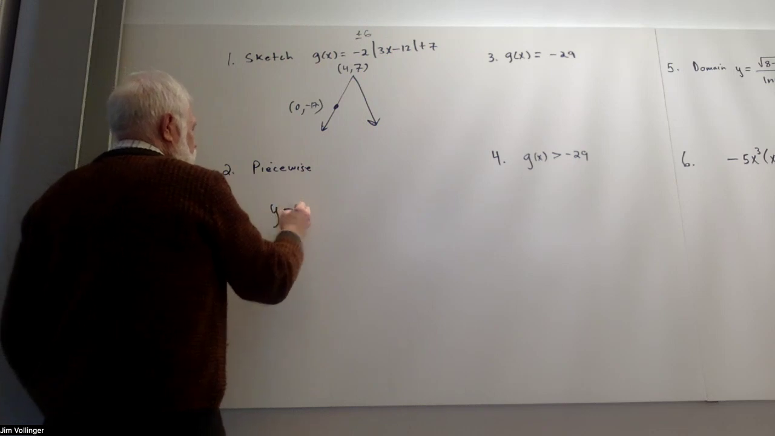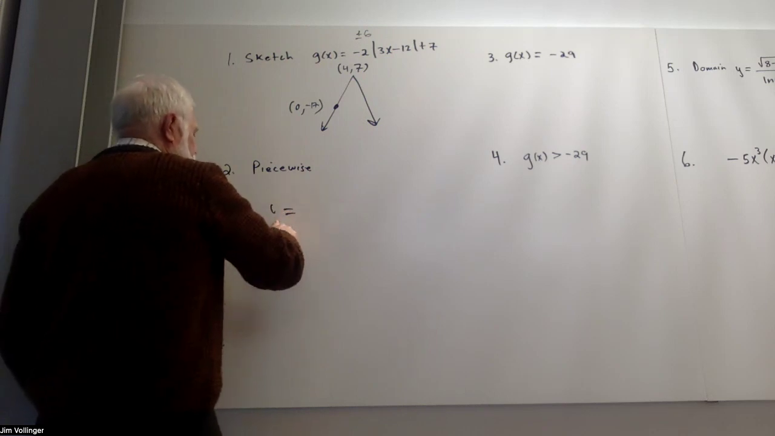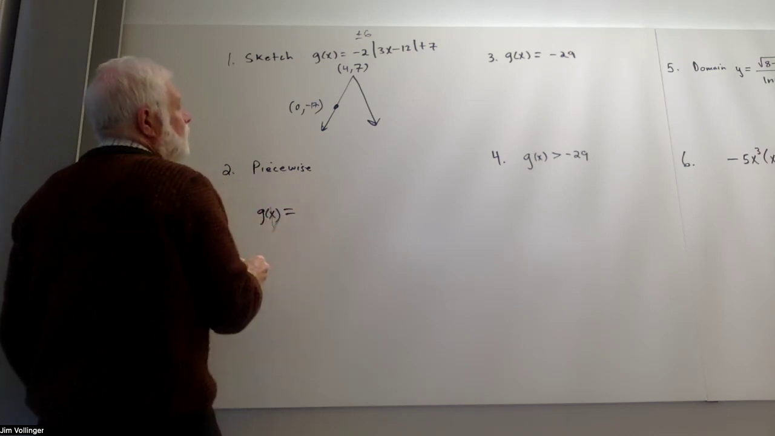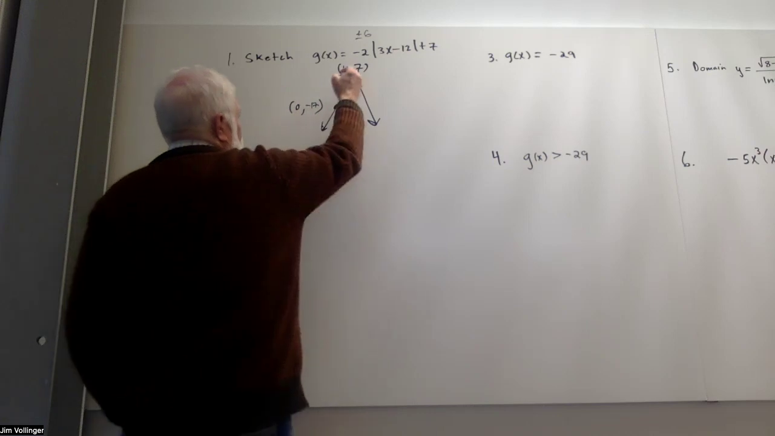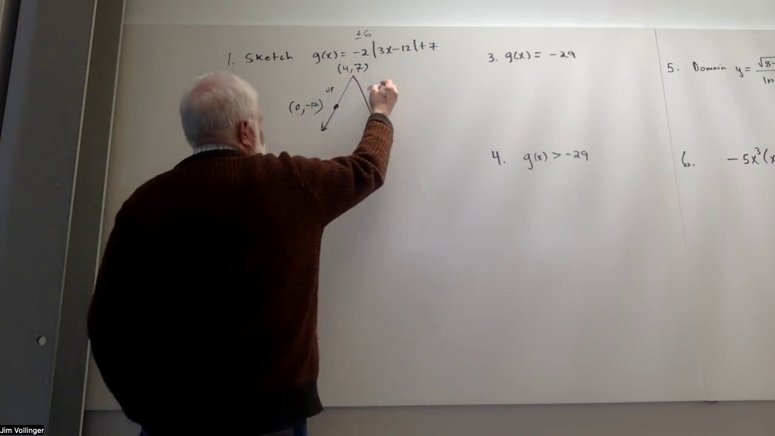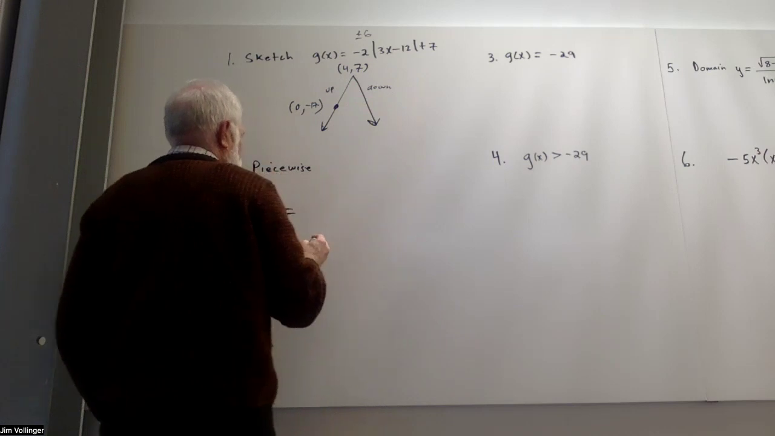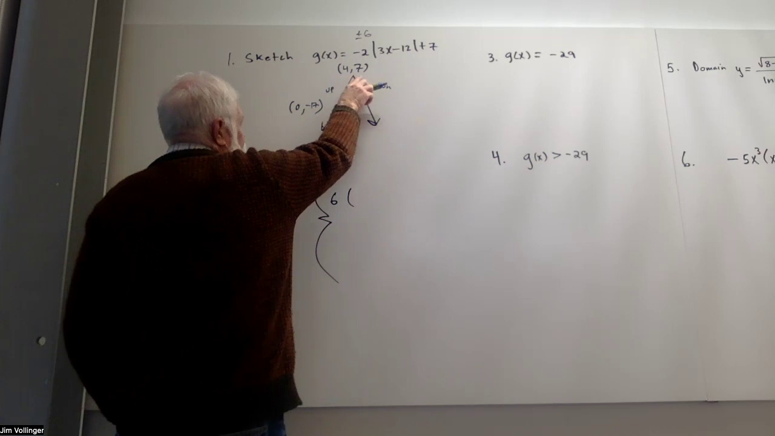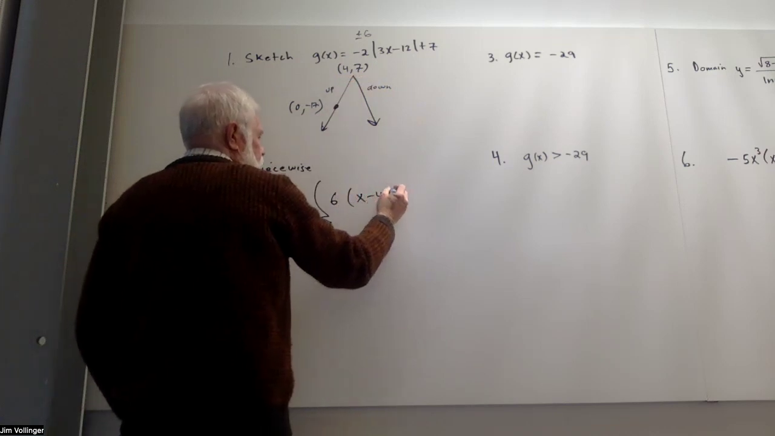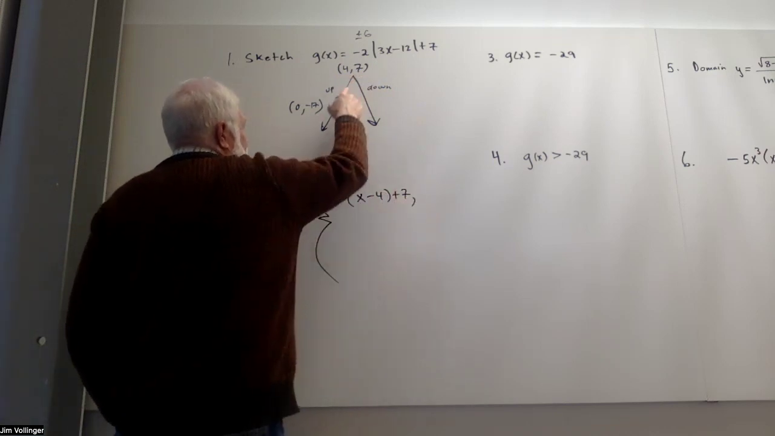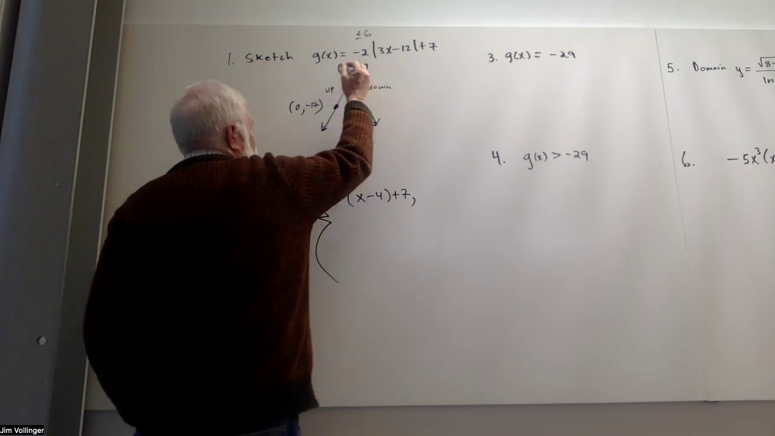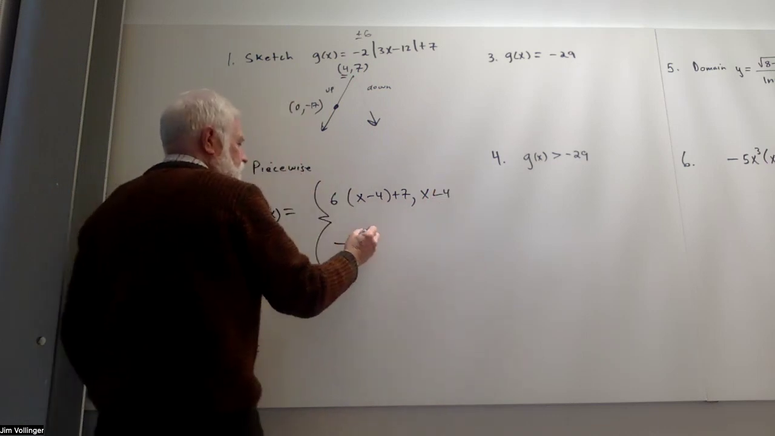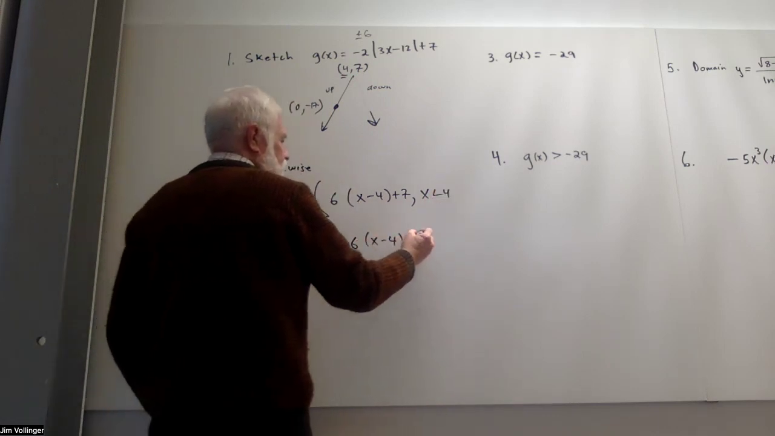Piecewise, get Alfred Hitchcock up on the board. Oh, it's G of X. Got to be exact here. G of X is, let's use 6. So I'm going up on the left and down on the right. Increasing, decreasing. All right, so I'm increasing. There's Alfred increasing 6. I'll use the vertex 4, 7. Of course, I can only use that piece for x's that are on that side of 4. And I'm decreasing on the other side of 4.